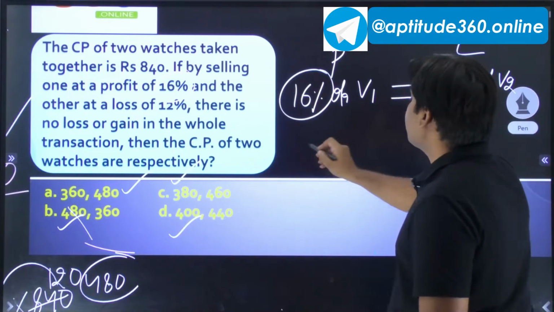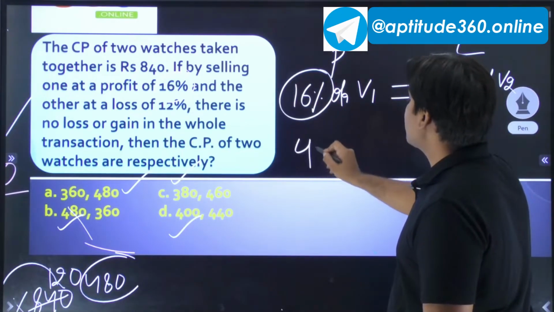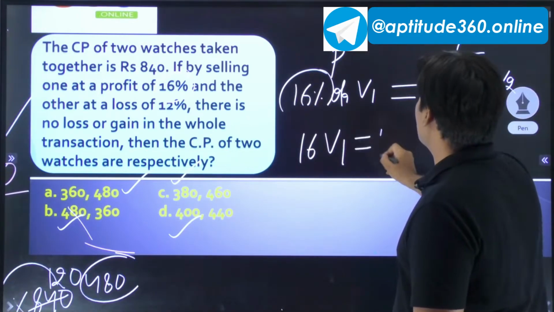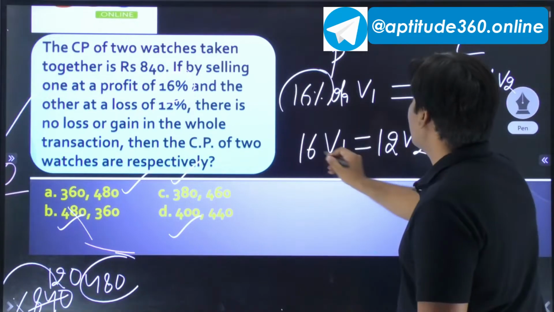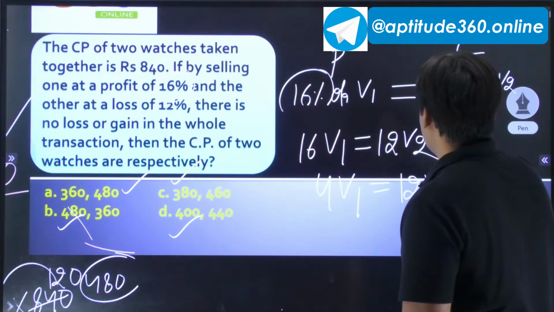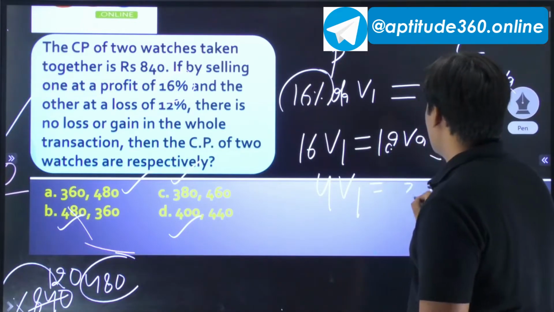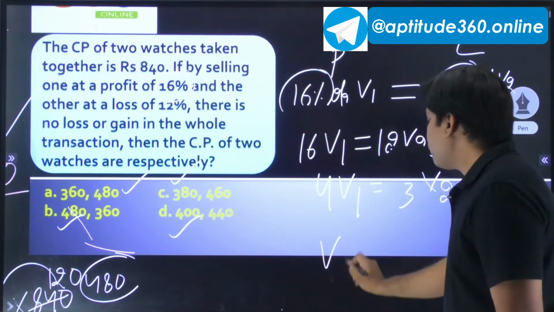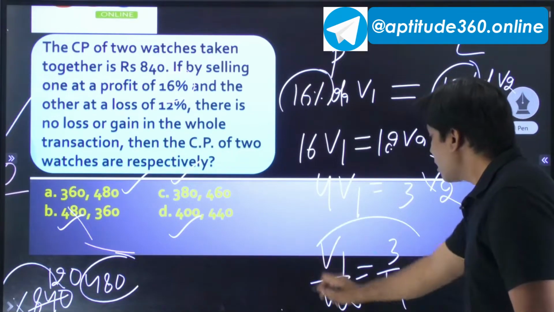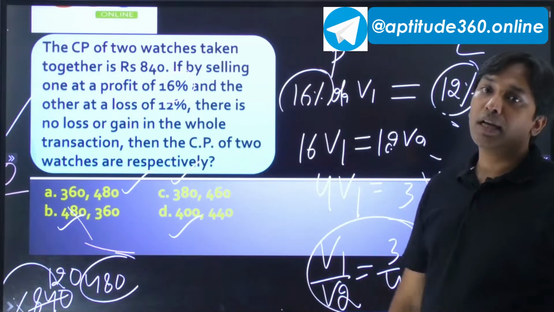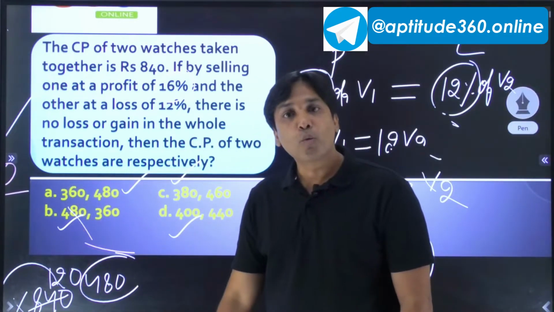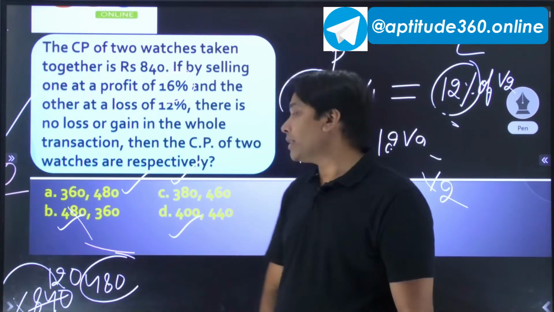Now if this is the scenario, I will say this is what? 16 times of v1, value 1, is equal to 12 times of value 2, and if you simplify, this is 4 times of value 1 is equal to this value 3 times. So value 1 divided by value 2 is coming out as 3/4. Now I'll look at this option and I'll say that these two must be in the ratio of 3:4. Where do I have values in the ratio of 3:4?